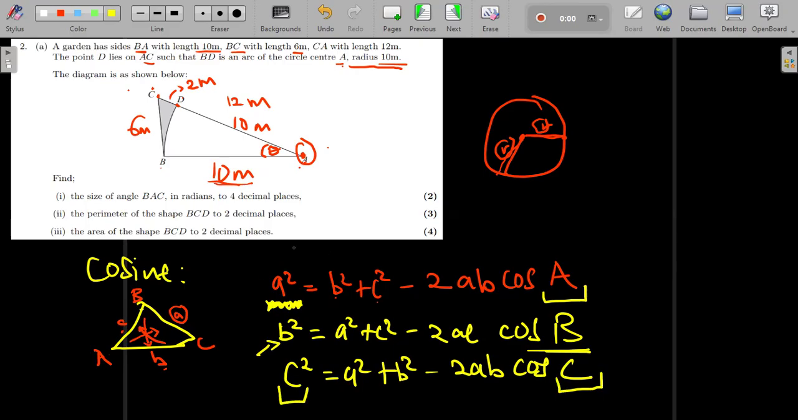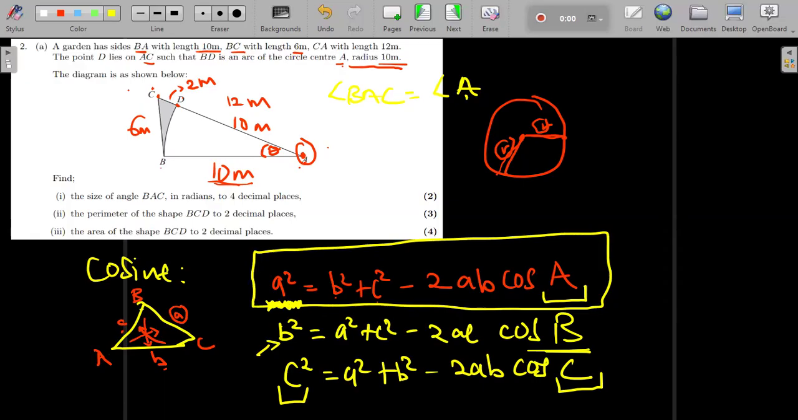Okay, so we're going to use this cosine rule to find the angle BAC. The angle BAC is the same as just saying angle A. So we want to find this angle here, which means we have to use the formula for A.